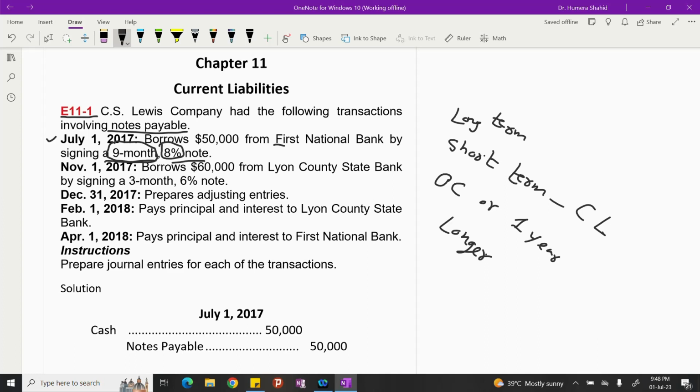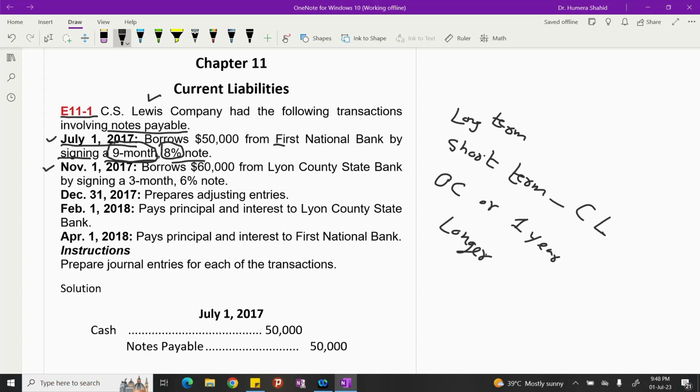Another important thing which I have told before, that the borrower is the one who signs the note, because they are promising that we will return. So Lewis has signed this note. 9 months is the life, 8% is the interest on the note, and on July 1st, 2017, he has signed it. Let's move towards the second one.